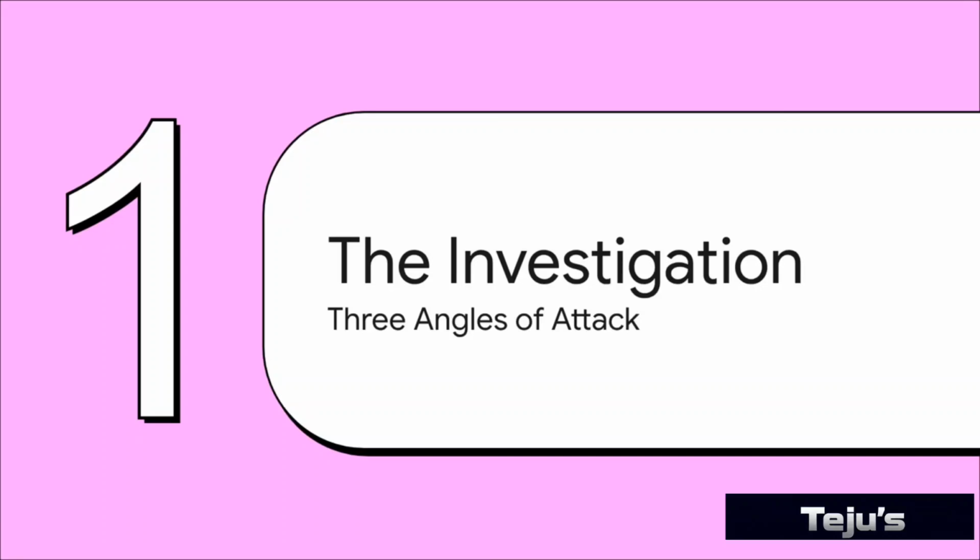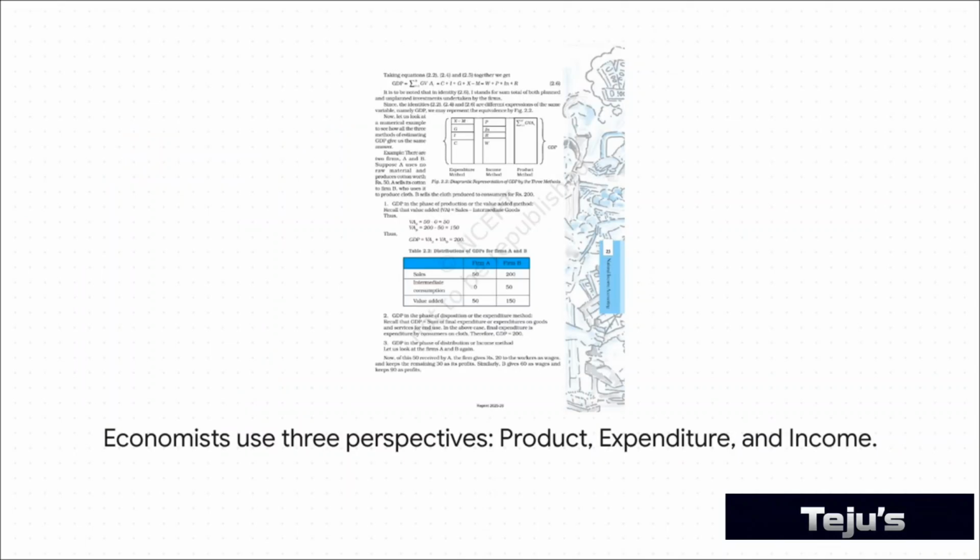They don't just use one single method. Nope. They attack the problem from three completely different angles. And the whole point is to see if all the clues from all three angles point to the very same conclusion. And here they are, our three angles of attack. You can measure everything a country produces, or you can measure everything people and businesses spend, or you can measure all the income that everyone earns.